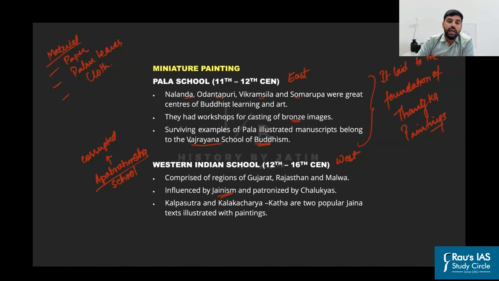Coming to the western part, it comprises the region of Gujarat, Rajasthan, and Malwa territory. Jainism is the one patronized by, this is actually not Chalukya, this is Chaulukya, also known as Solanki. Right? It belongs to the Solanki period. Kalpasutra and Kalkacharya were the two important Jain texts which were used to depict these paintings. See, whenever they create a painting, this shows a kind of a story.